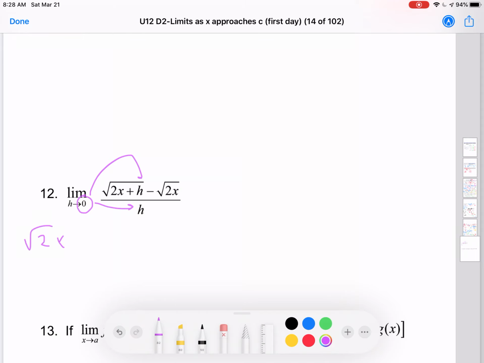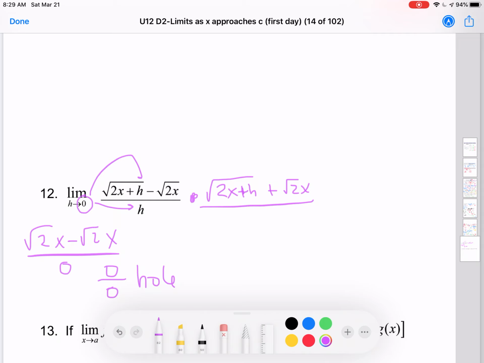So square root of 2x plus h minus the square root of 2x over h. So surprise, 0 over 0. There's a hole again. All right, so do we notice that this is a rationalizing question? So we're going to carefully do this. We're going to multiply by the conjugate, rad 2x plus h plus rad 2x over rad 2x plus h plus rad 2x.